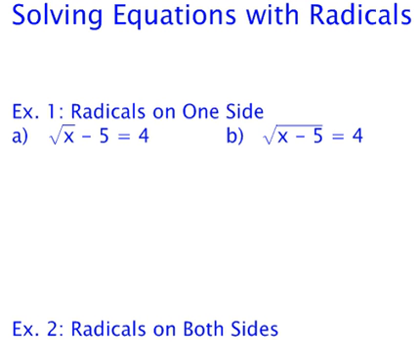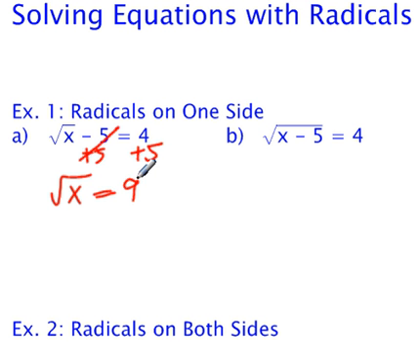We have radical x minus 5 equals 4. Okay, well in this case we need to isolate this radical x. Okay, so we're going to add 5 to both sides. Okay, so that gets rid of that, and now we have radical x equals 9.